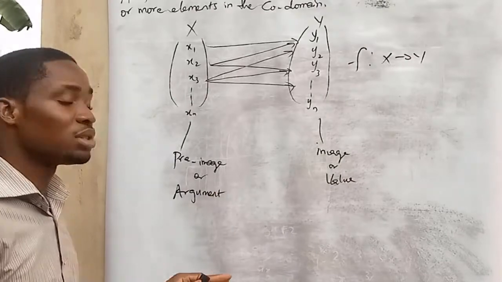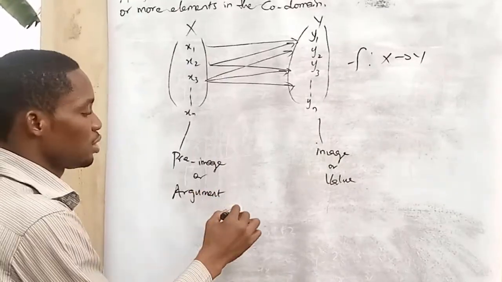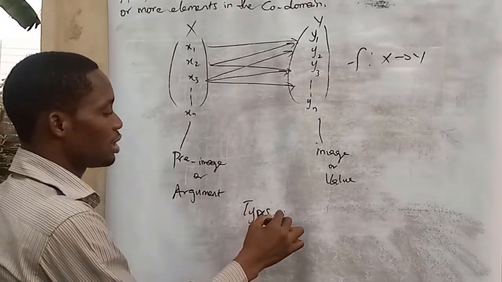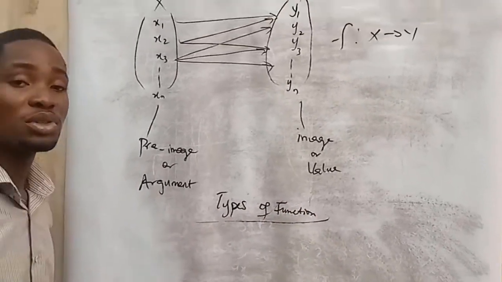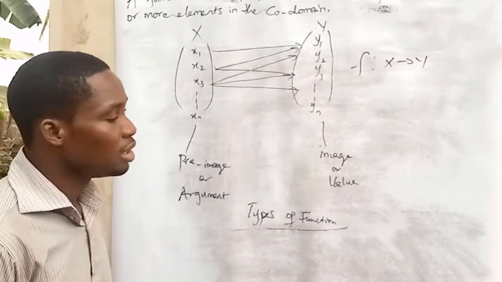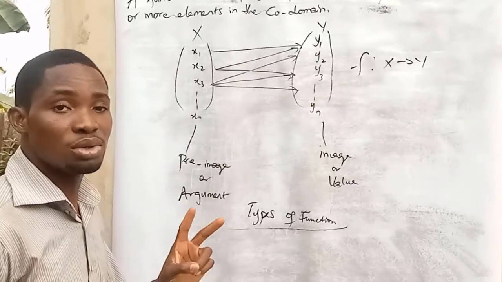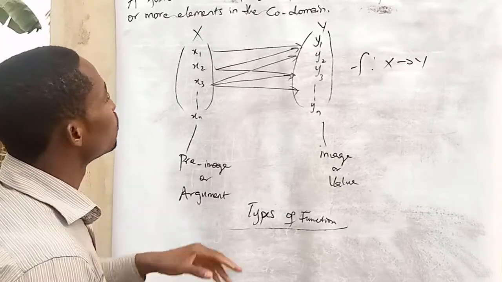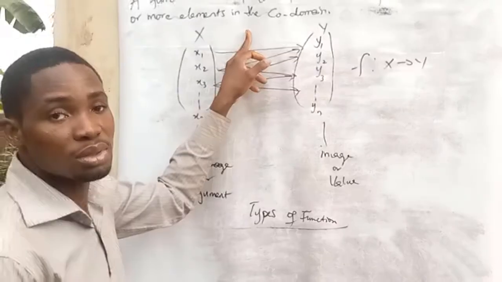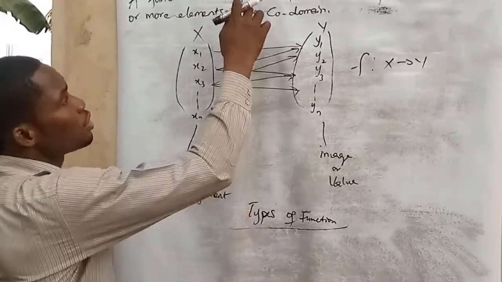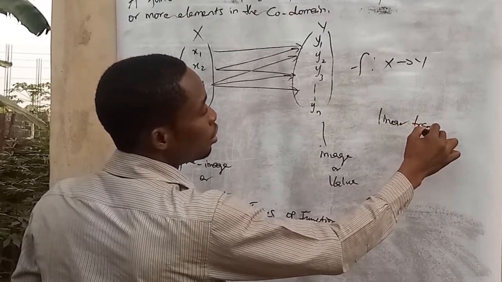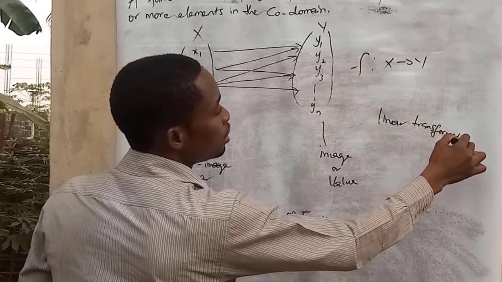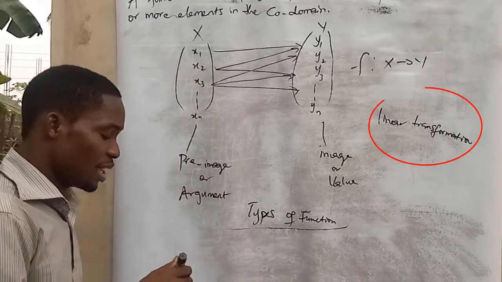Now from there we'll move to types of functions. For our types of function, we have three basic types of function in mapping, but we use only two because those two follow the definition of our function or mapping. Now note, our function can also be called linear transformation.